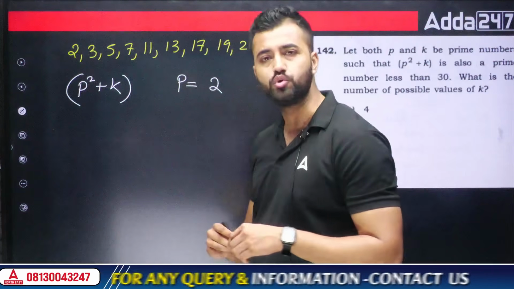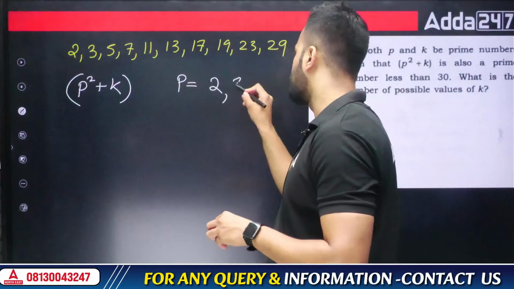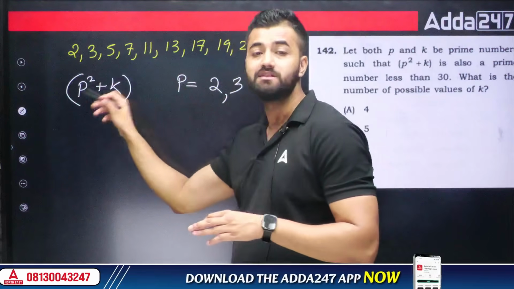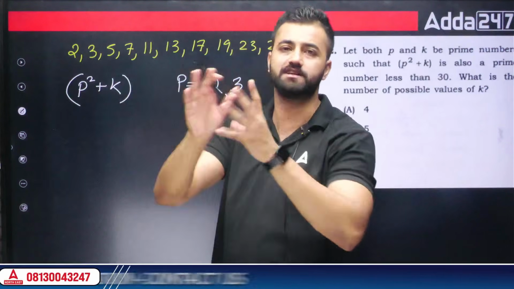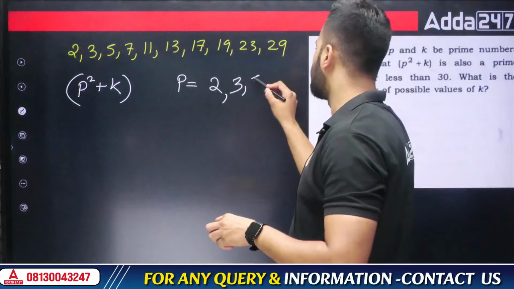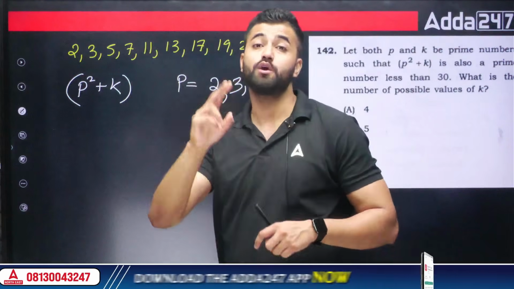So P can be 2. Similarly, can P be 3? You can say yes, because if I put 3 here, 3 square becomes 9. So 9 plus something can also give me an answer less than 30. Similarly, if I put 5 here, 5 square would be 25.